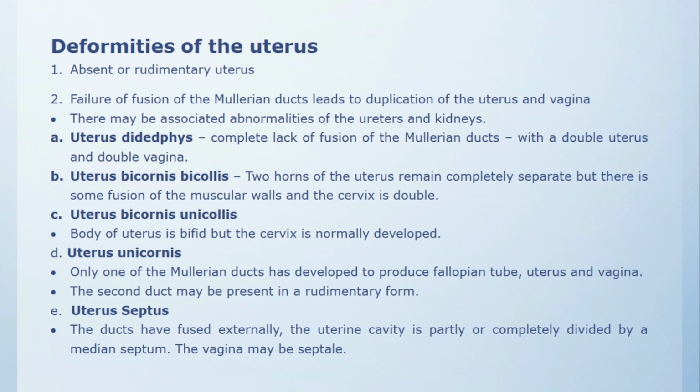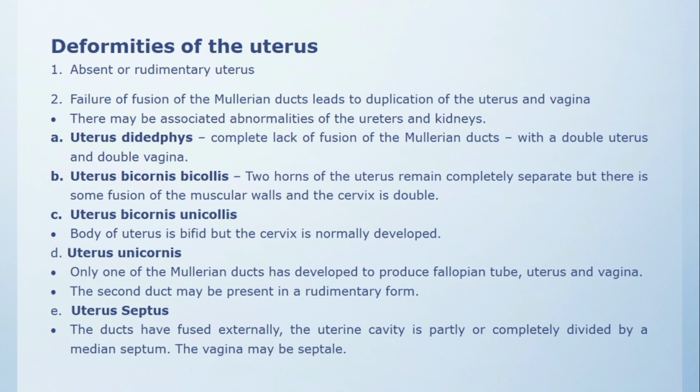And when you have this type of failure of fusion of the Mullerian ducts, most of the time there are associated abnormalities of the ureters and the kidneys, pelvic kidneys, and absence of the ureter sometimes.